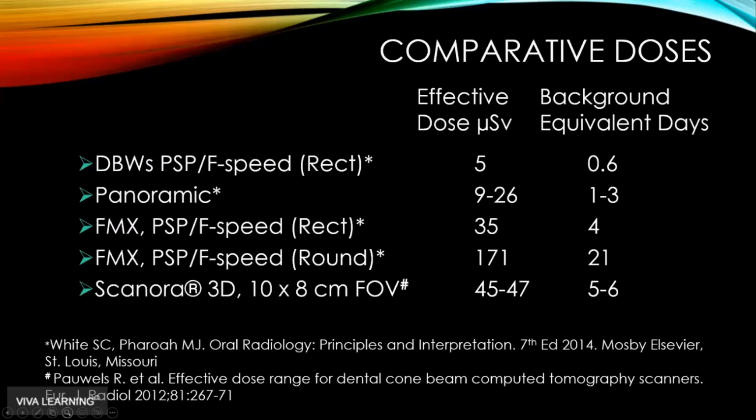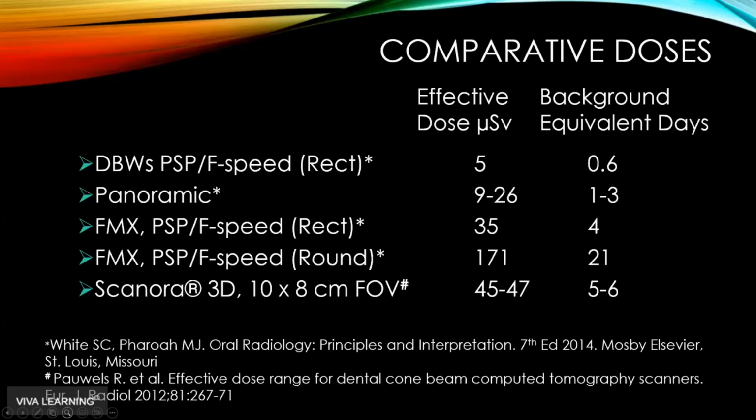Here's a comparative dose slide, just so you get a sense of where this is in relationship to the things that you're used to doing, like double bite wings and panoramic. A double bite wing with PSP or F-speed film is about 5 microsieverts if you're using rectangular collimation. And a panoramic, as we mentioned already, is an average of about 20 microsieverts, or about 1 to 3 days of equivalent background radiation dose.